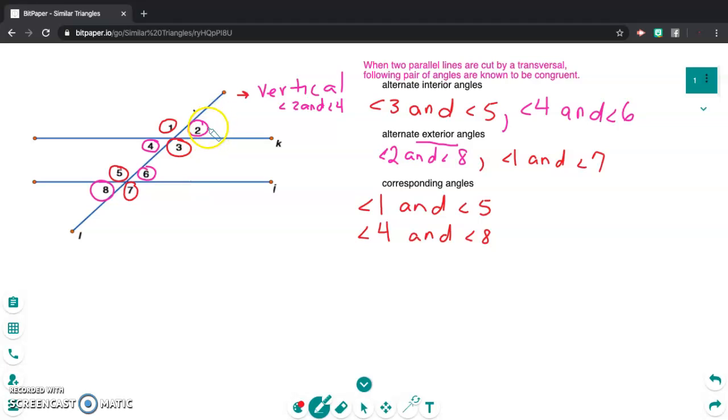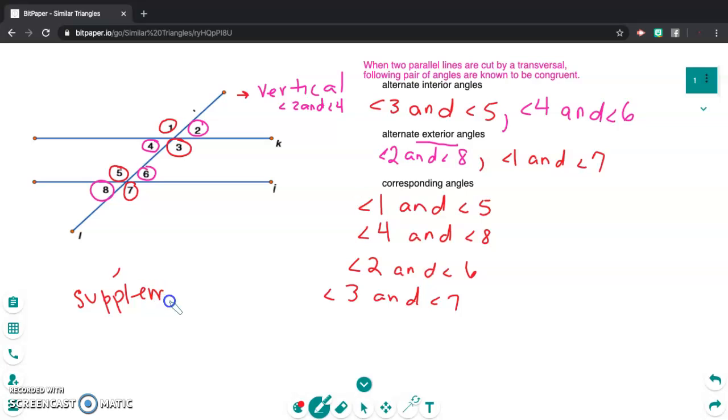And then you also have, on the other side of the transversal L, angles 2 and 6 that are also the same color. So you have angle 2 and angle 6, which will also be corresponding angles. And then you have angles 3 and 7. So these are all of the pairs of angles that are known to be congruent, but we have more.